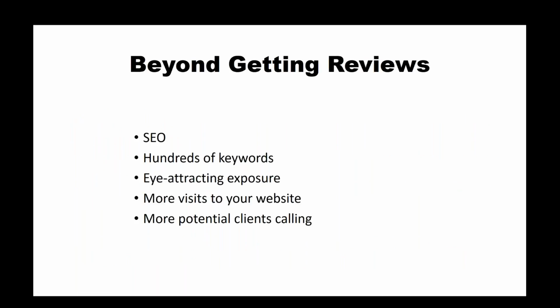All right, so beyond getting reviews, which is very important for maps, as we said, you also have to do what's called SEO, search engine optimization. The reason why is, again, you want to appear for hundreds of keywords. Maps don't just appear for a couple of keywords. Google search results appear for any keyword you could possibly think of. They're there. Are you showing up or not? You want to get attracting exposure, like I said, with at least 5 reviews. The whole goal, again, is more visits to your website, more potential clients calling. We're going to go into what constitutes good and effective SEO shortly.